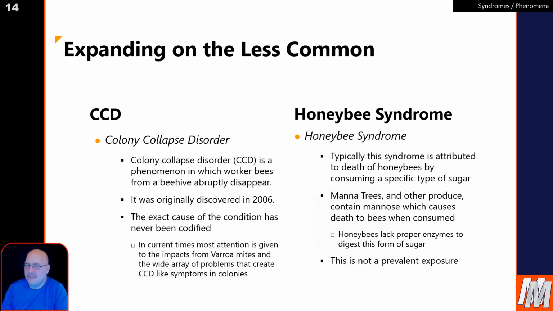Honeybee syndrome is something that's been out there for 100+ years. Bees getting into a certain kind of sugar that is toxic to them has been deemed as honeybee syndrome. This is manna trees, most common occurrence. We don't have them in the United States, but certain fruits, vegetables, and plants have mannose sugar, and if bees were exposed to them, it can be toxic to them.